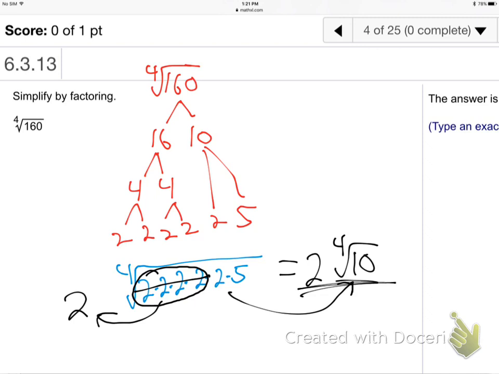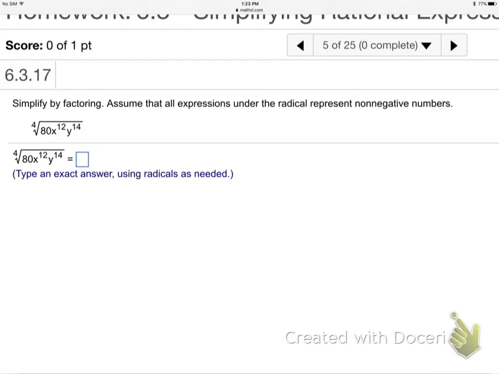All right, we'll keep moving. Well, it's just going to be the number of exponents divided by the number indicated, correct? 12 divided by 4. Right, exactly.